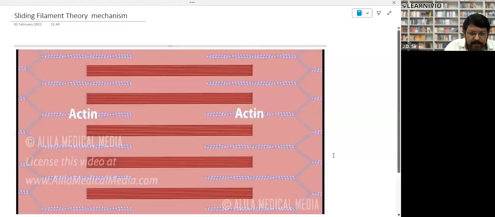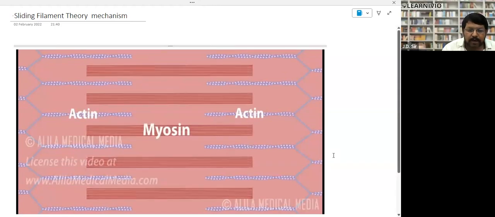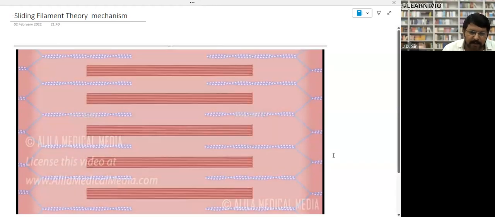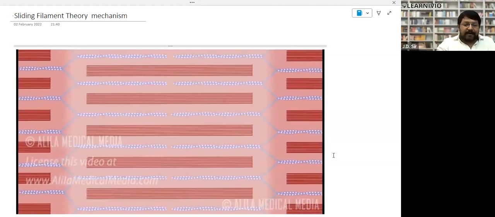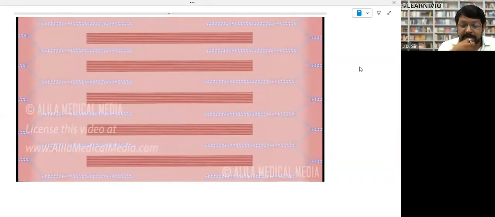Actin and myosin fiber. This blue structure is actin, the red is myosin. You can see the thin filament and the thick filament. Look, they are sliding in, right? Then the muscle contraction will take place. When they slide out, the muscle will get relaxed. That's how muscle contraction and muscle relaxation take place.